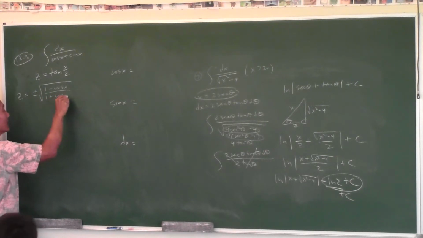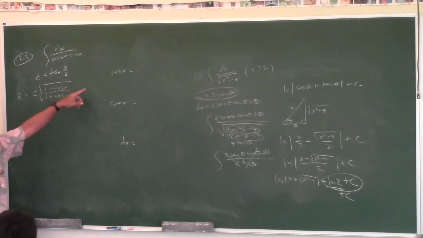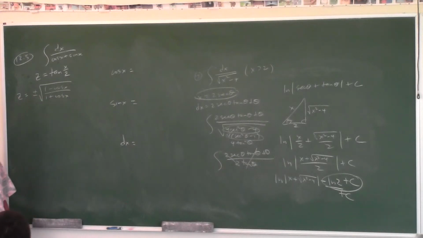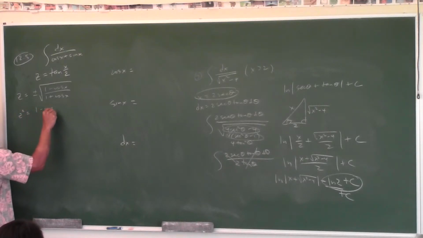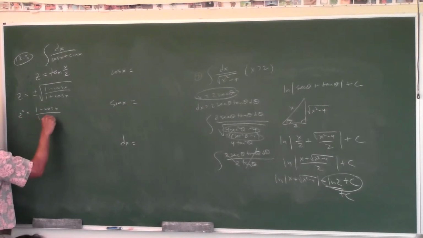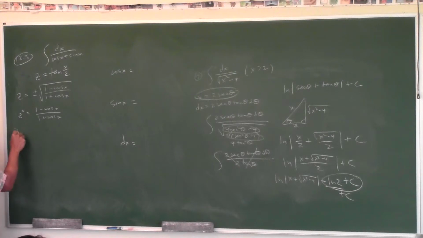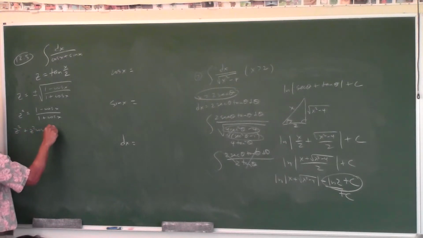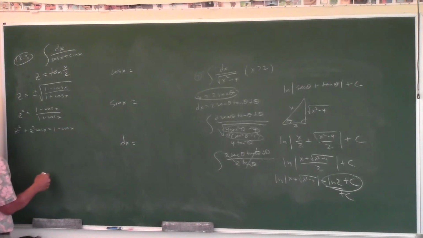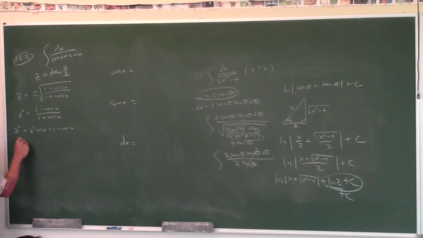Yeah, very good. Now, can you use this equation to solve for cosine x? Sure. Yeah, and that's what we're gonna do. So square both sides. z squared is equal to 1 minus cosine x all over 1 plus cosine x. Cross multiply. z squared plus z squared cosine x is equal to 1 minus cosine x. Isolate the cosine. Can we do this all in one step?